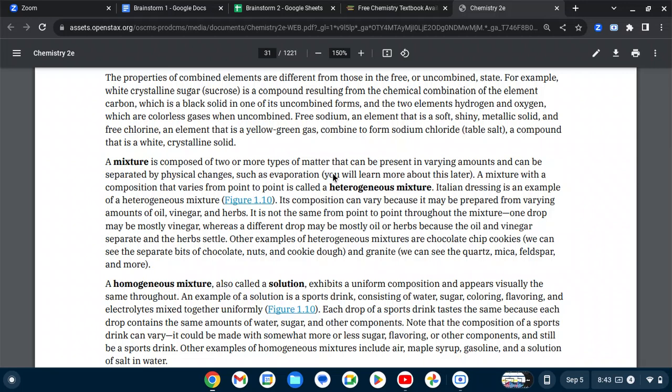A mixture is composed of two or more types of matter that can be present in varying amounts and can be separated by physical changes such as evaporation. A mixture with a composition that varies from point to point is called a heterogeneous mixture. Italian dressing is an example of a heterogeneous mixture. Its composition can vary because it may be prepared from varying amounts of oil, vinegar, and herbs. It is not the same from point to point throughout the mixture. One drop may be mostly vinegar, whereas a different drop may be mostly oil or herbs because the oil and vinegar separate and the herbs settle. Other examples of heterogeneous mixtures are chocolate chip cookies and granite.